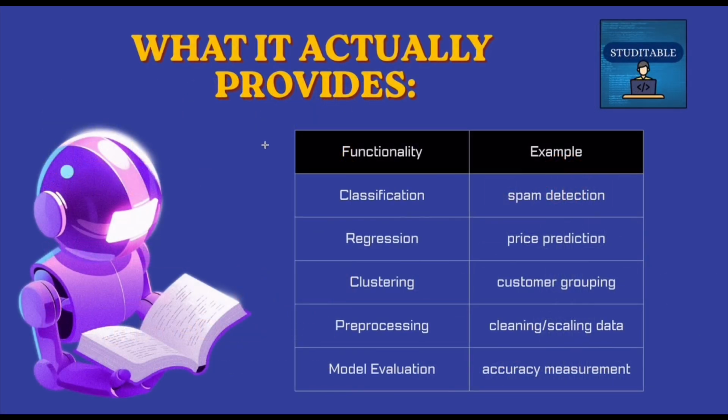What does it actually provide? It provides us the functionality with examples in which the first is classification, regression, clustering, preprocessing, and model evaluation. Classification is sorting things into categories, such as spam detection, which means the email I've just received, is it spam or not? If a student has given an exam, will he pass or not? So it is a kind of classification where we can classify yes, no, or classify based on the program.